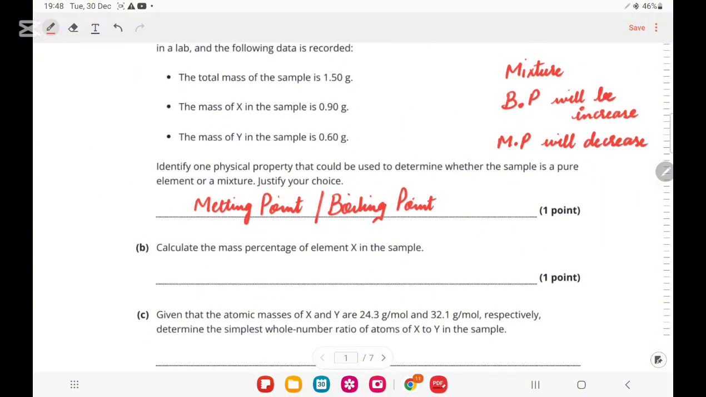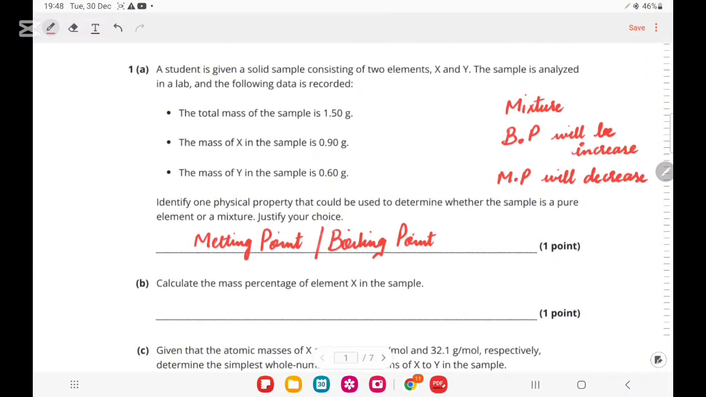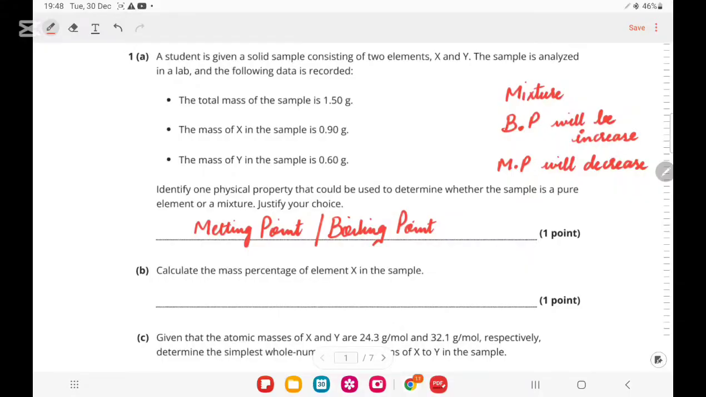Calculate the mass percentage of element X in the sample. How can we do that? The mass of X is 0.90. The total mass is 1.50, and we multiply it by 100. The answer comes out to be 60%.